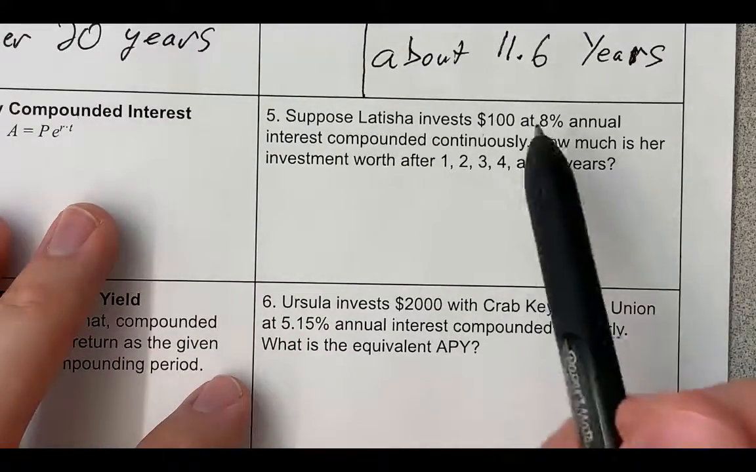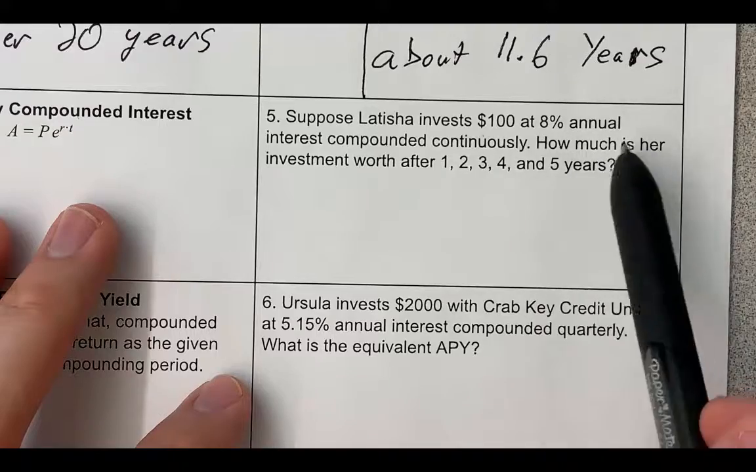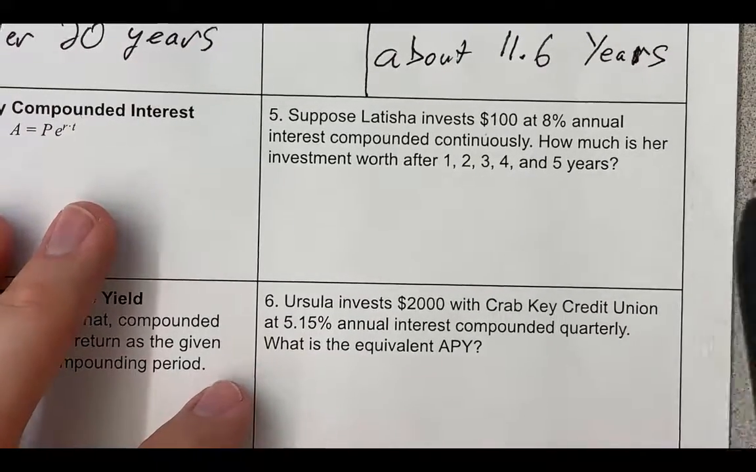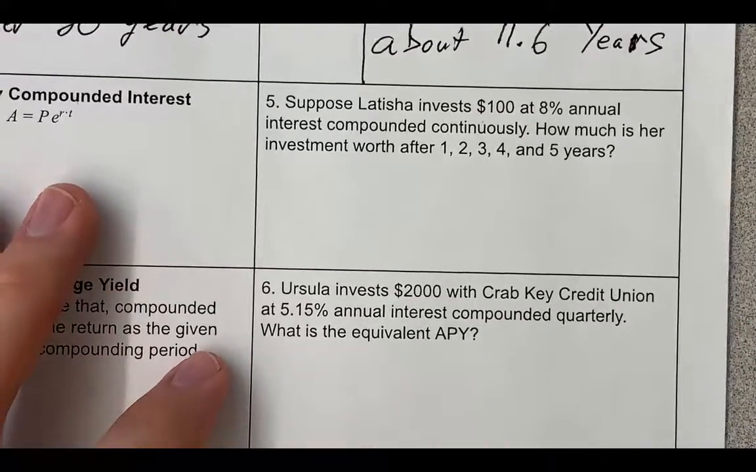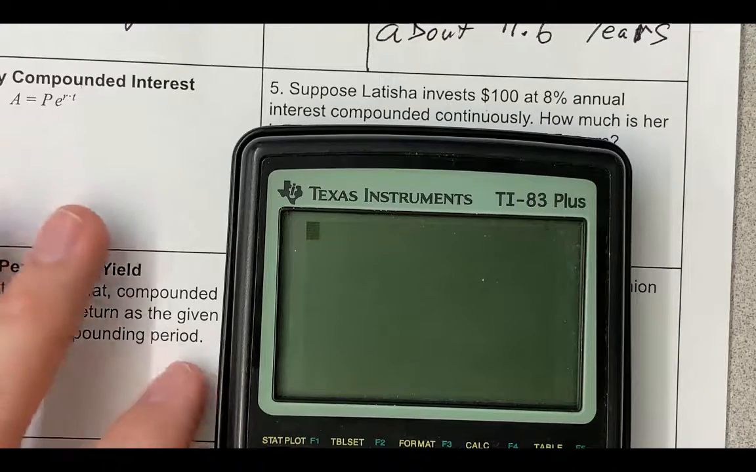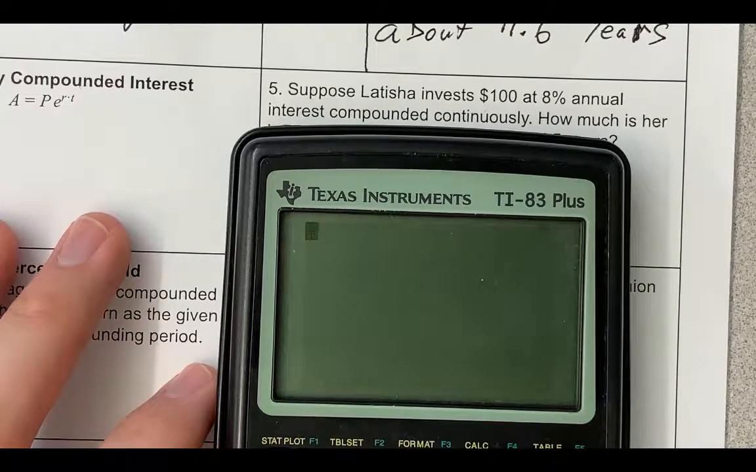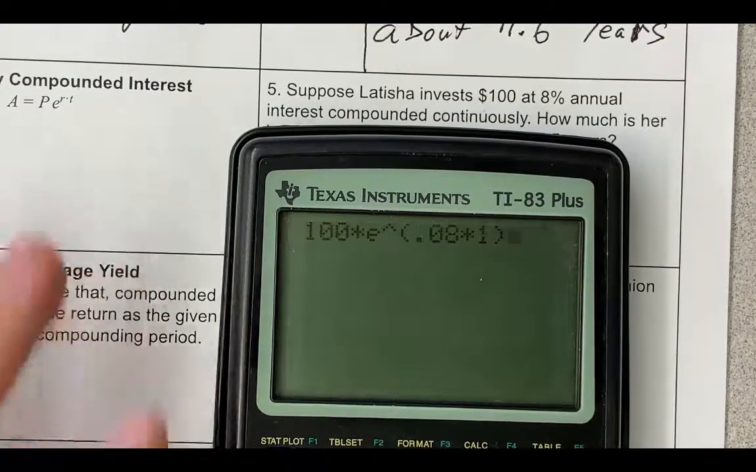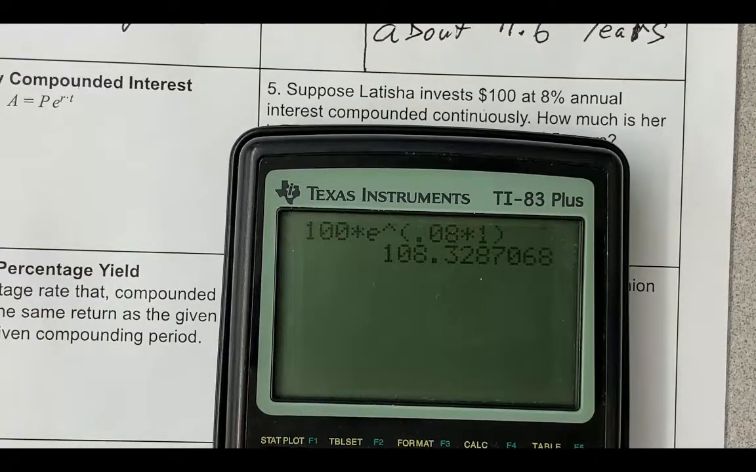So we can just take this example here. Suppose Letitia invests $100 at 8% annual interest, compounding continuously. How much is her investment worth after 1, 2, 3, 4, 5 years? All you need to do is take your calculator and type in the principal, which is 100, times e raised to the rt, so 0.08 times the amount of time. Starting with 1 year, you get 108.3.